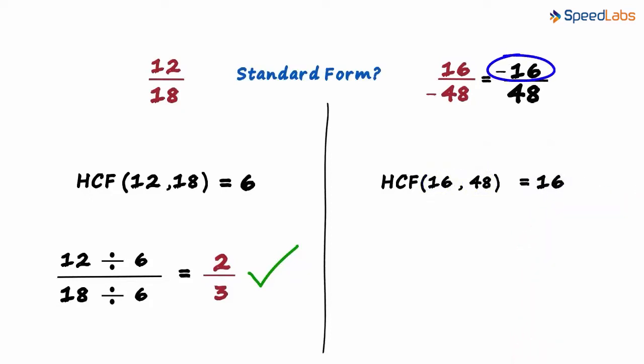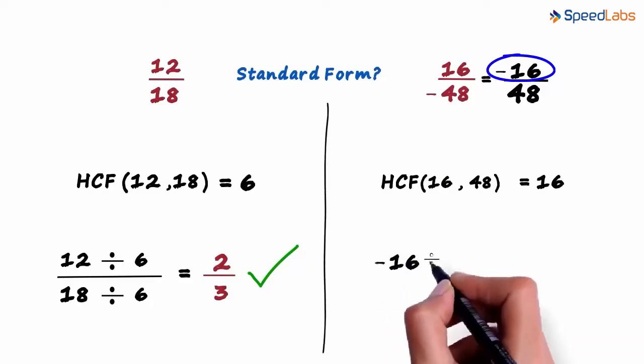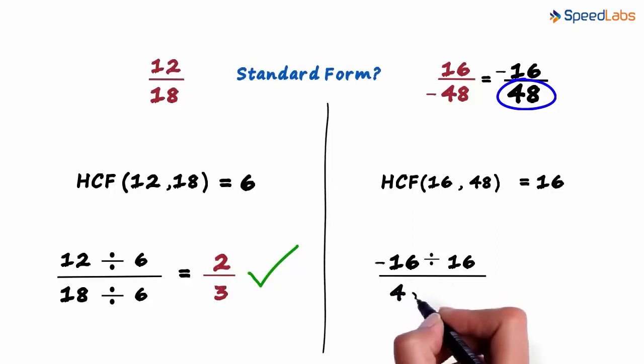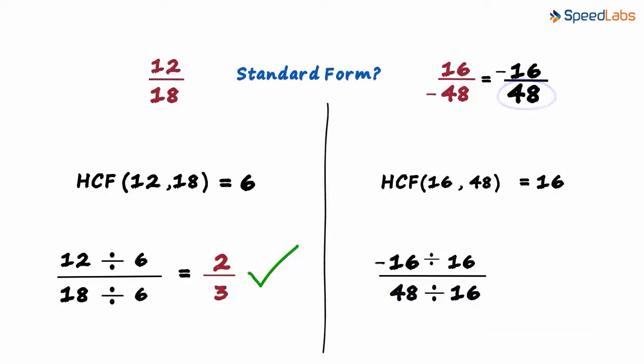Dividing the numerator by 16, we write it as minus 16 by 16. And dividing the denominator by 16, we write it as 48 by 16. Minus 16 by 16 gives us minus 1 in the numerator and 48 by 16 gives us 3 in the denominator. This is the standard form. So 16 by minus 48 can be written as minus 1 by 3 in standard form.